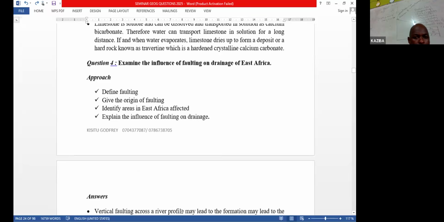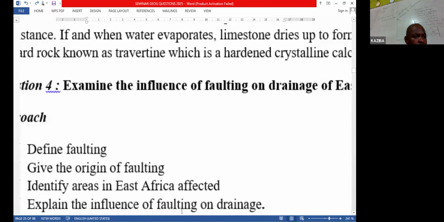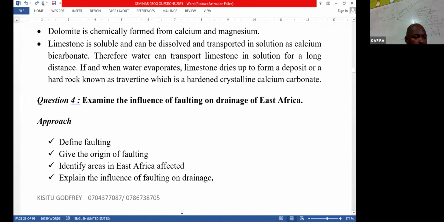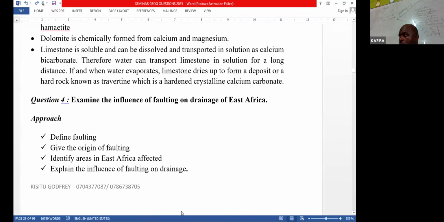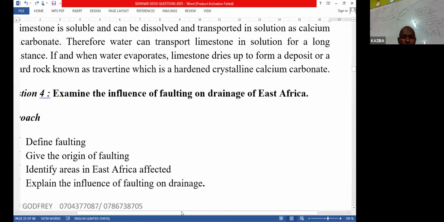Another question is there. Examine the influence of faulting on drainage. Examine the influence of faulting on drainage.